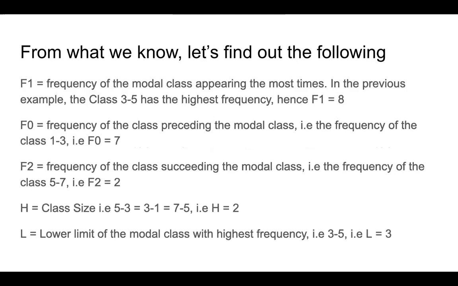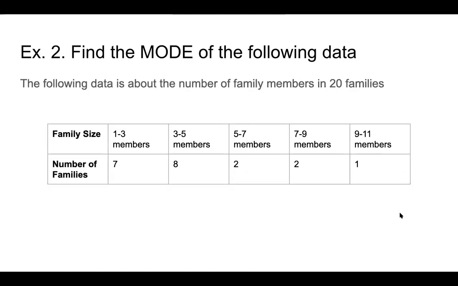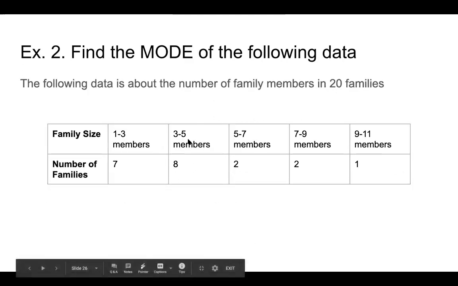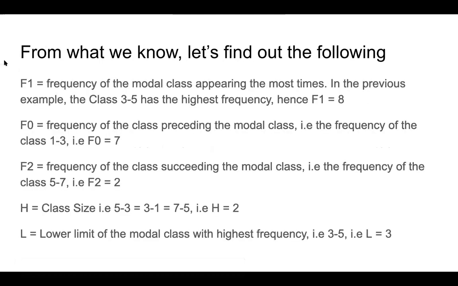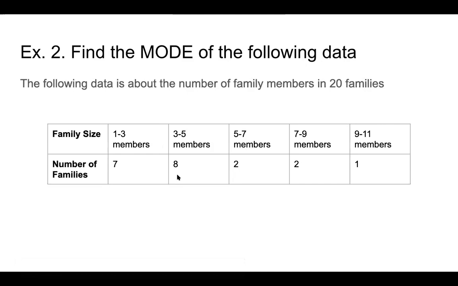So how do we calculate the mode for this? We need to find the class with the highest frequency. What is the highest frequency here? That is 8. So F1 will be 8. F1 is 8. What is the class before that? It is 7.